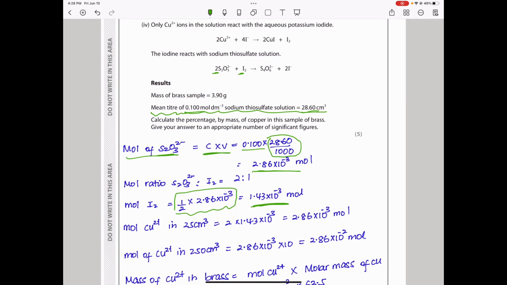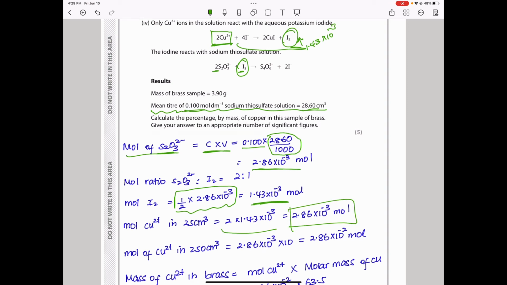However, going back to this iodine here is exactly that iodine. So these moles are exactly the moles we saw. They are 1.43 times 10 power negative 3. That means the moles of this copper are going to be 2 times the moles of iodine because the ratio is 1 to 2. So this is going to be what we have here. So these are going to be the number of moles of copper 2 in the sample.